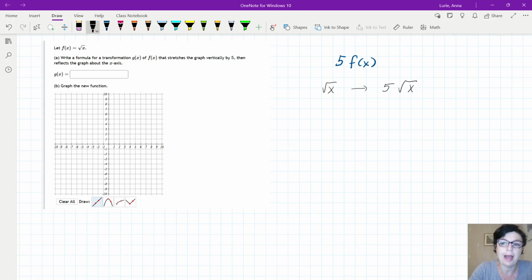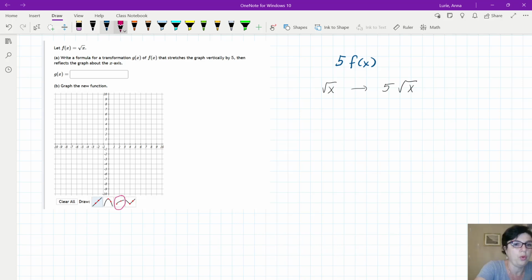Okay, so what happens with that? The x values don't change. The y values get multiplied by 5. So let's first of all decide what parent function we've got. Well, it says square root of x. So out of the toolbar, you need to understand that the square root of x is this guy right here.